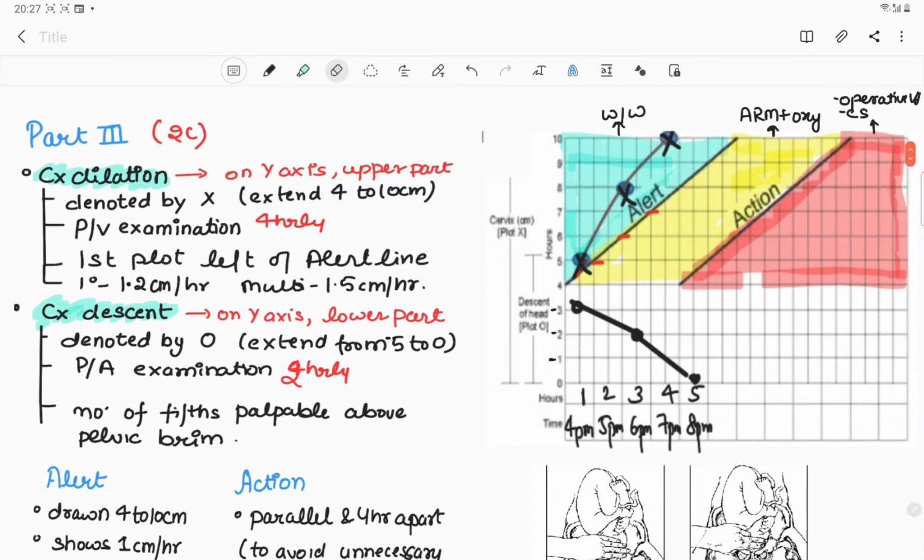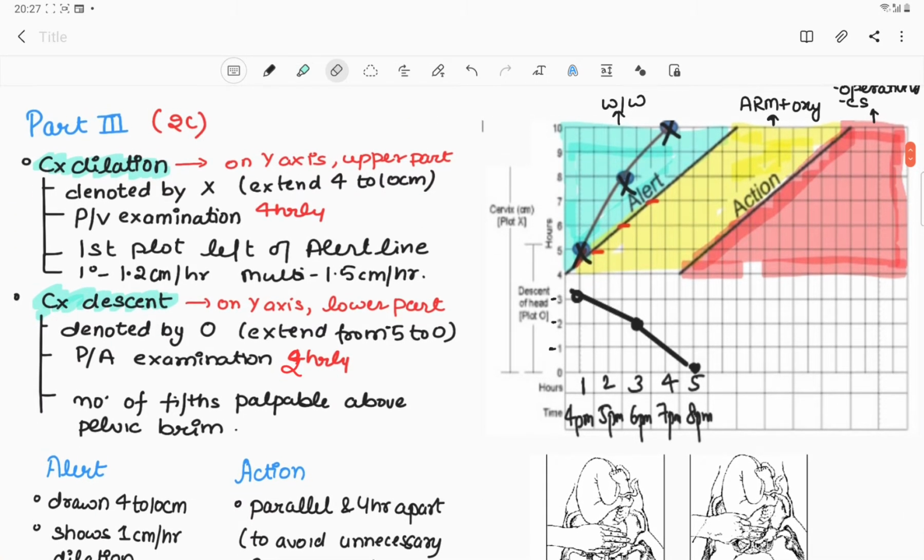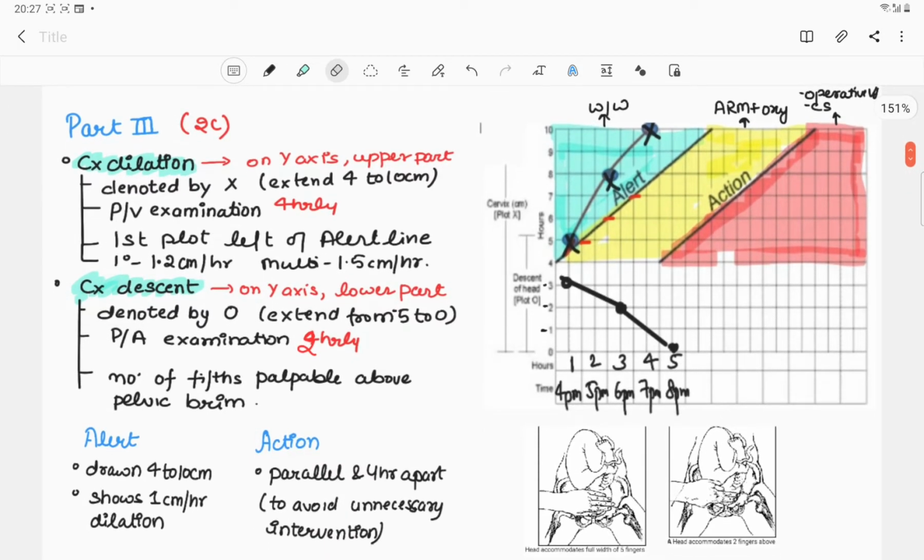Part 3 can be remembered by 2 C's. For this we have to understand the alert and action lines. Alert line is an oblique line drawn from 4 to 10 cm of cervical dilatation. It shows 1 cm per hour dilatation. For example, at 4 pm it is 5 cm dilated, at 5 pm it is 6 cm dilated, at 6 pm it is 7 cm dilated, and so on. Action line is parallel and 4 hours apart from the alert line. So, to avoid unnecessary intervention, it is 4 hours apart.